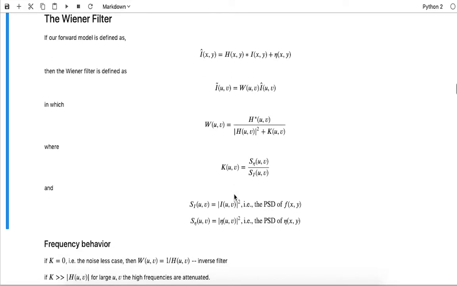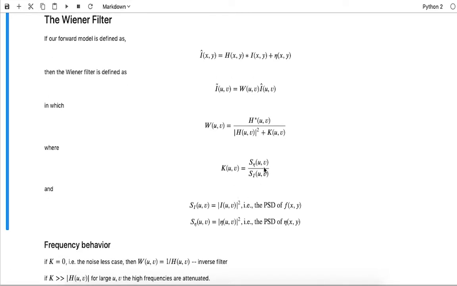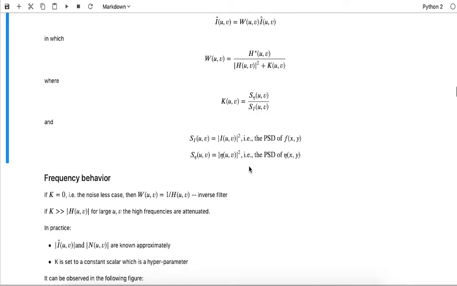So this K is our hyperparameter whenever we apply the Wiener filter. We provide the Wiener filter the blur, since it's not blind deblurring, we provide the kernel and this K. After that we get this filter, and then we multiply it with the degraded image, and we expect it to improve, right?